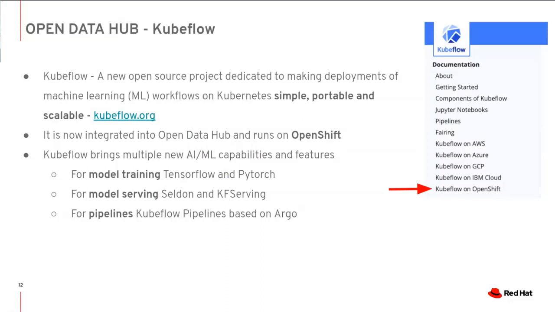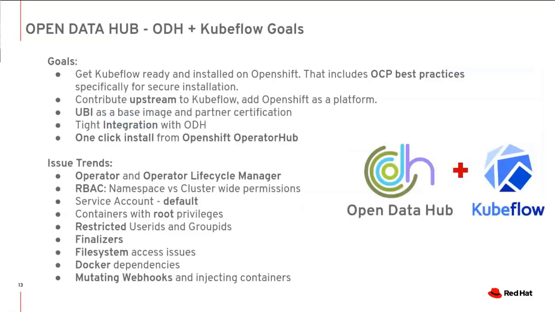So these are a few of the goals for Open Data Hub and working with Kubeflow. We want to incorporate best practices and a simplified install. We want to use the UBI, or Universal Base Image, as the base for all of the Open Data Hub components. This provides anybody deploying Open Data Hub with a level of security that comes with using that UBI base image. So you get a lot of the Red Hat effort for providing a secure base image in Open Data Hub.